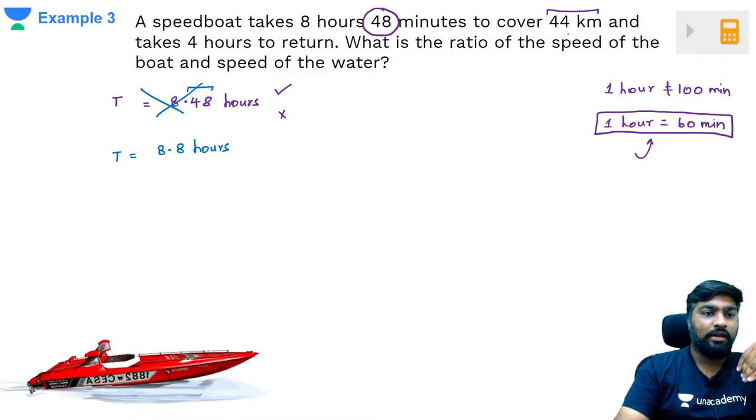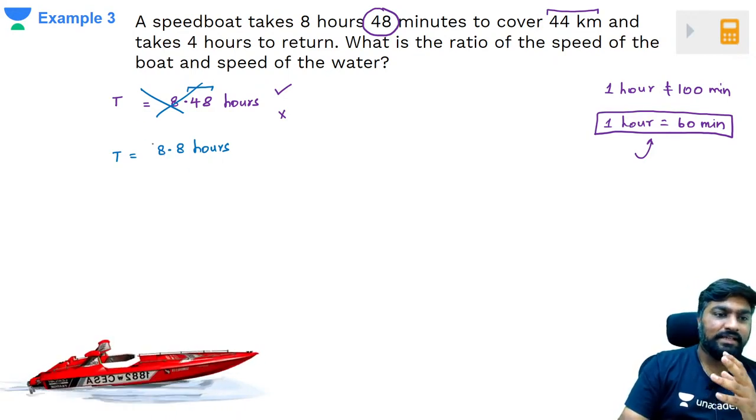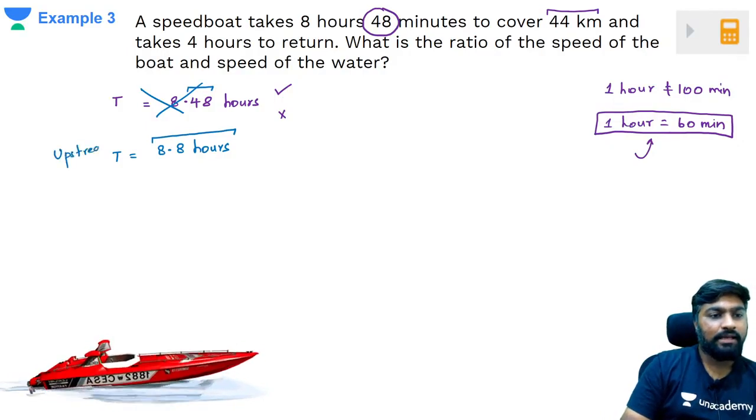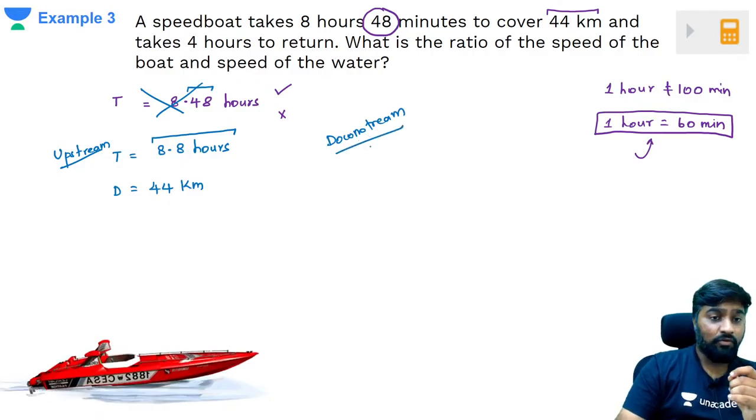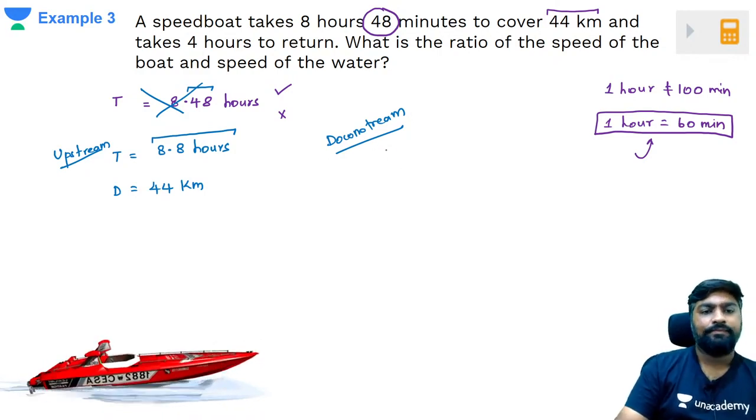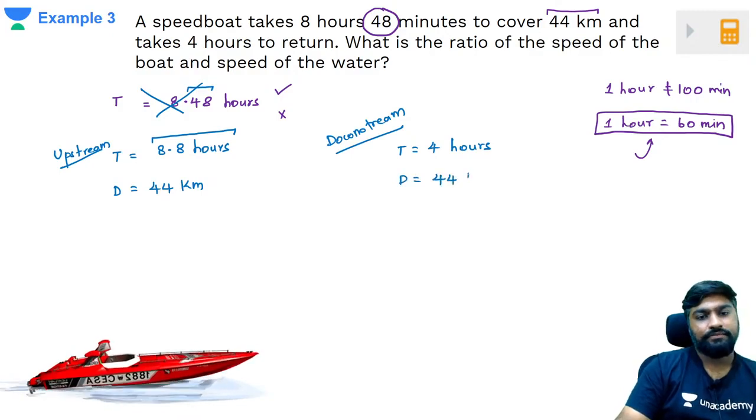To cover 44 kilometers and takes 4 hours to return. So it's clear that if this takes higher time, then this is what? Upstream. Agreed? This is upstream time, 8.8 hours. Distance to be covered is 44 kilometers in this case. And what happens when you return? It is downstream now. Because if the water was still, then we wouldn't have this change in time. It would take the same time to return. So time is what? 4 hours to return. So same distance of 44 kilometers.